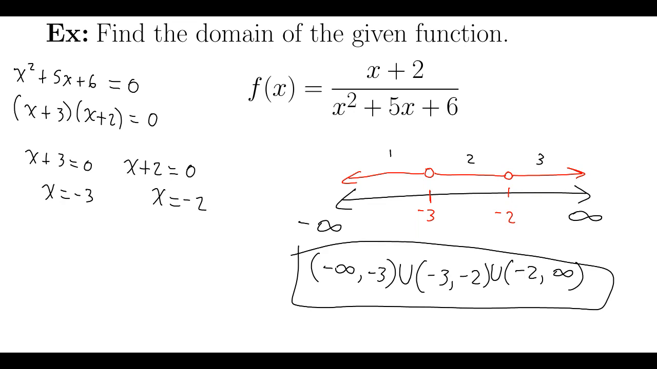All right, so there you go. That's the domain. All numbers between -infinity and -3, with the section including all numbers between -3 and -2, and also the section that includes all numbers from -2 to +infinity.